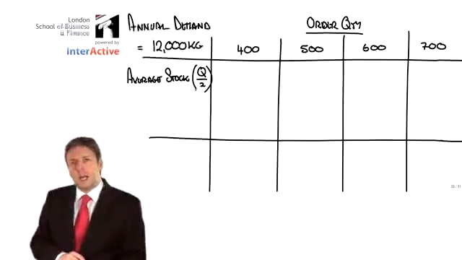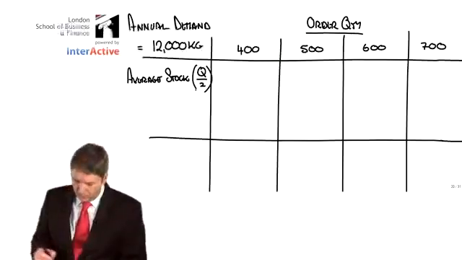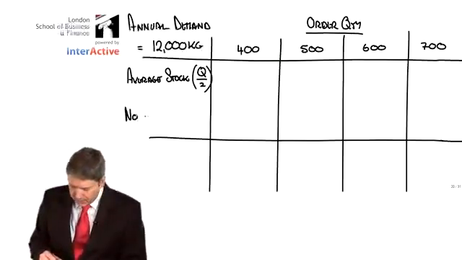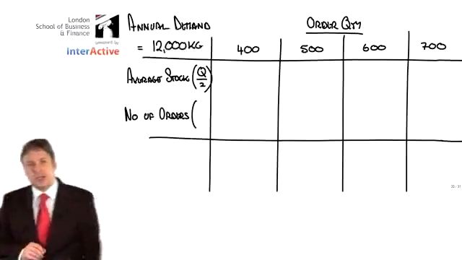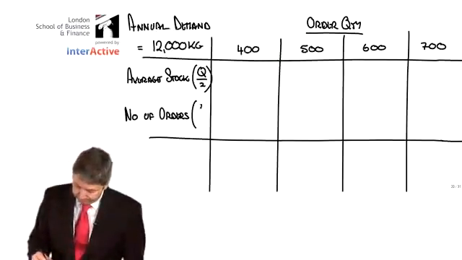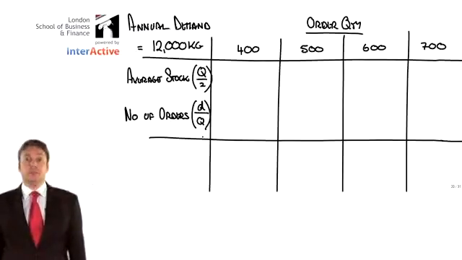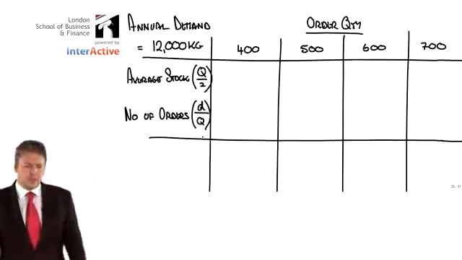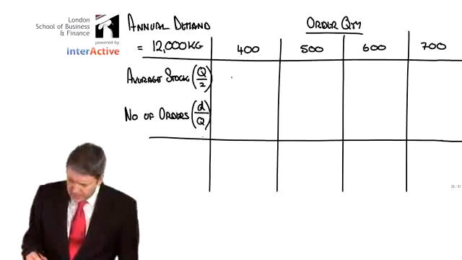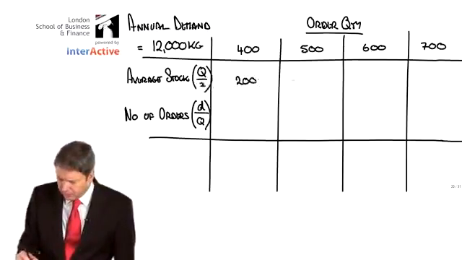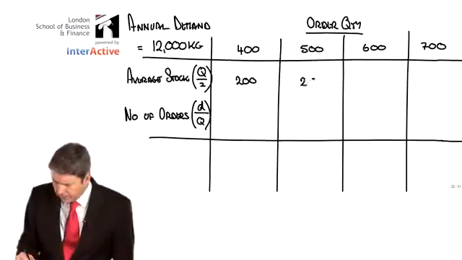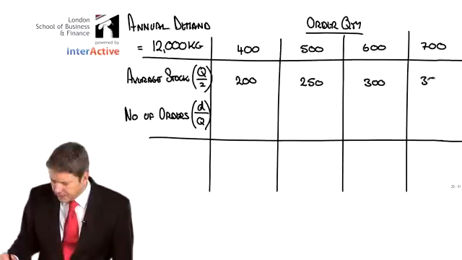Then we could look at what determines our ordering cost. And of course, that is the number of orders placed. The number of orders placed is going to be demand divided by the order quantity, D divided by Q. So we've got these pieces of information. The average stock is going to be half of 400, 200, half of 500, 250, half of 600, 300, and half of 700, 350.